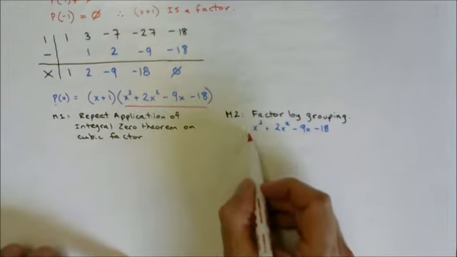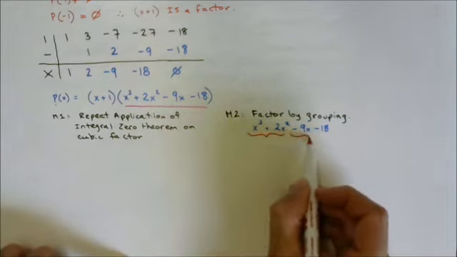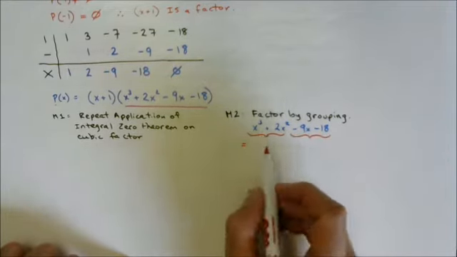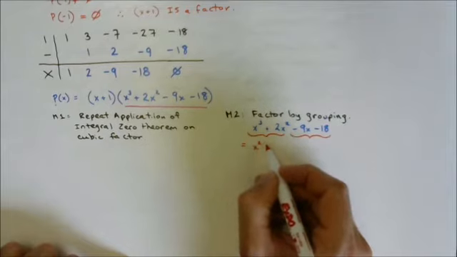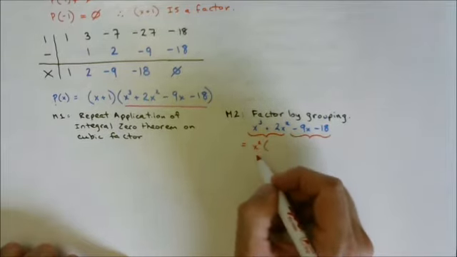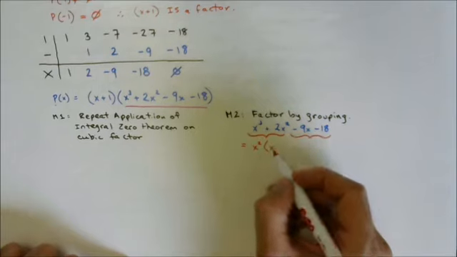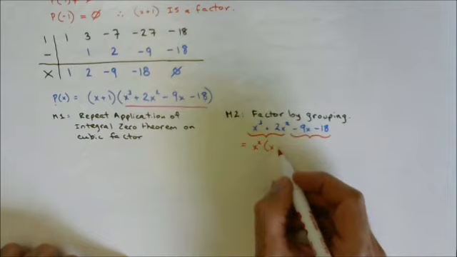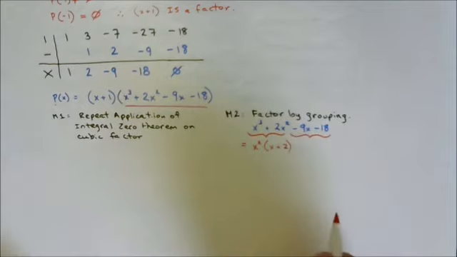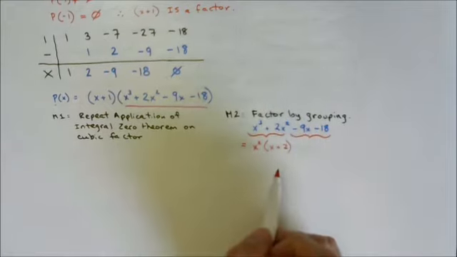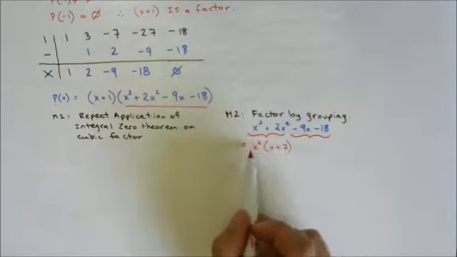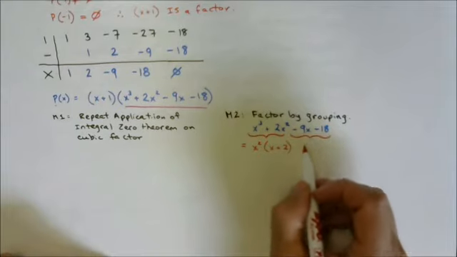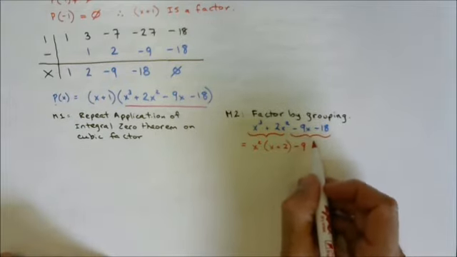I'm going to look at this as a group and this as a group. Out of these two, I can factor out x squared. If I factor the x squared out of x cubed, I'm left with a factor of x. If I factor it out of 2x squared, it leaves me with a factor of 2. I can double check that thinking by saying, does this multiply back to here? Yes, it does. Continue. Out of this next group, I'm going to factor out negative 9.